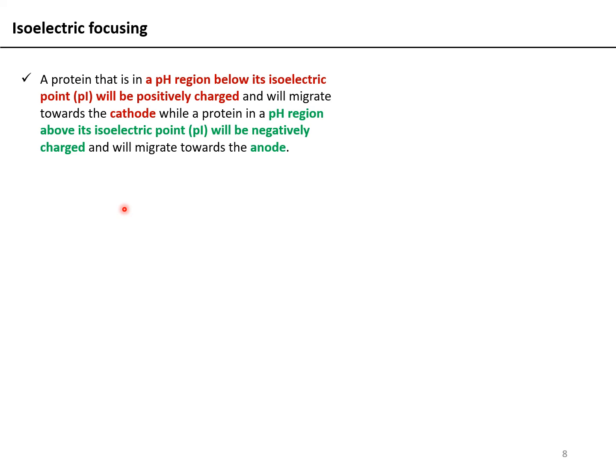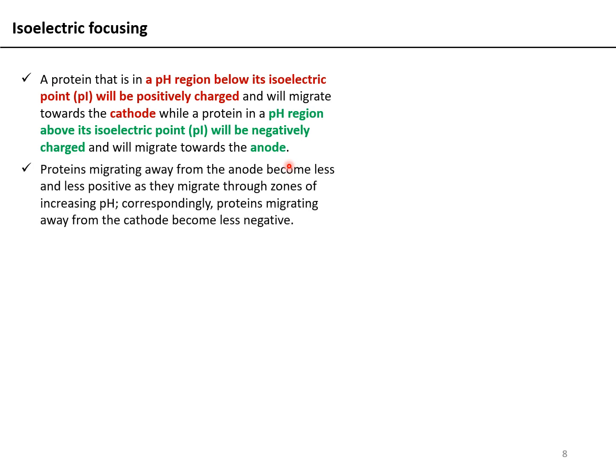There is an excess of protons available in the solution, and it will migrate towards the cathode. And when the protein is in a region where the pH is above its isoelectric point, it will be negatively charged and it will migrate towards the anode. This might seem a bit confusing, so if you want, you can pause at this particular moment and think about it, and that will help clarify it further.